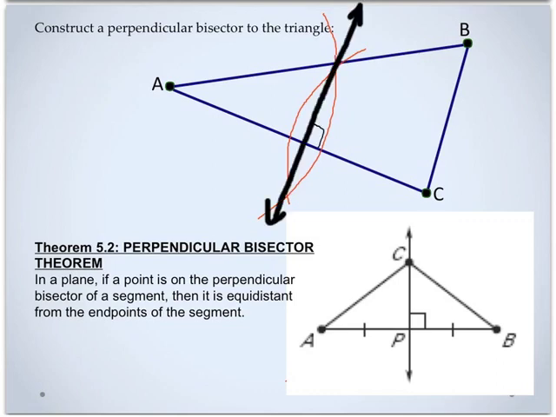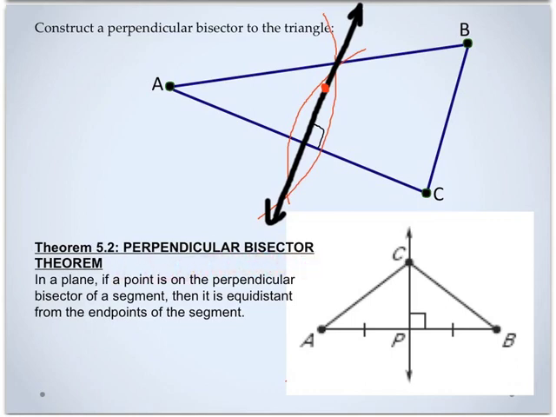What we'll notice about this is any point that's on this line, the perpendicular bisector, is equidistant from the endpoints that we bisected, the segment that we bisected. So for example, if we take a point right here, this point is the same distance to A as it is to C. This brings up the perpendicular bisector theorem.